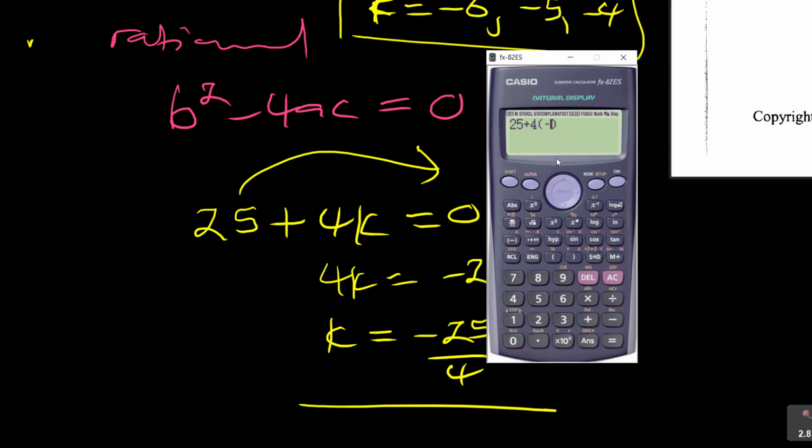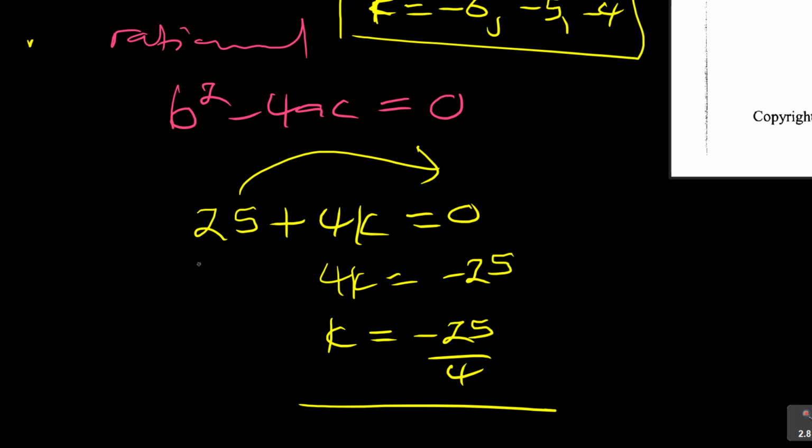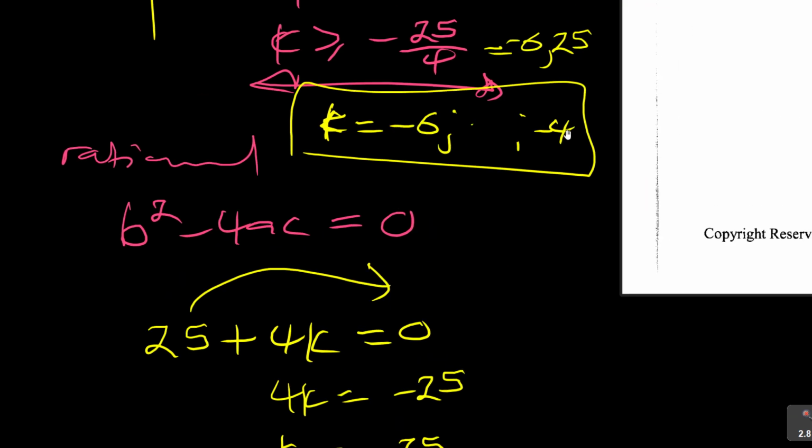Negative 2 won't do. Let's try negative 1. It won't do. Let's try 0. When k is 0, 0 will do. Remember, it's greater than. They say just two integral values. k can be negative 6 or negative 4. To be rational, it must be a perfect square.